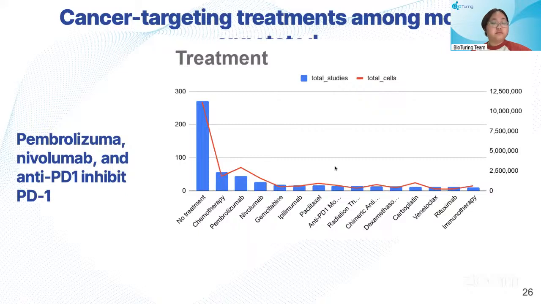Okay. And then this one I also find really interesting, where we standardize the treatment ontology. Here you'll be able to find a lot of cancer targeting treatments. For example, pembrolizumab, nivolumab, and anti-PD-1 all inhibit PD-1. So if you're interested in this type of research, for example, breast cancer or anything relating to the PD-1 gene, you'll definitely be able to find treatments and studies relating to these treatments targeting PD-1 in Talk2Data.